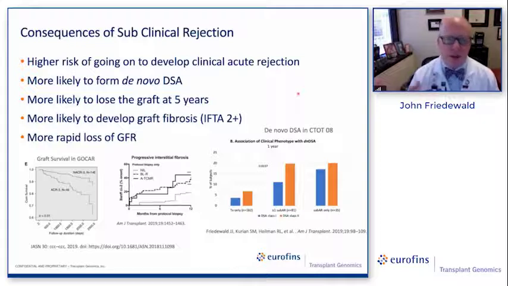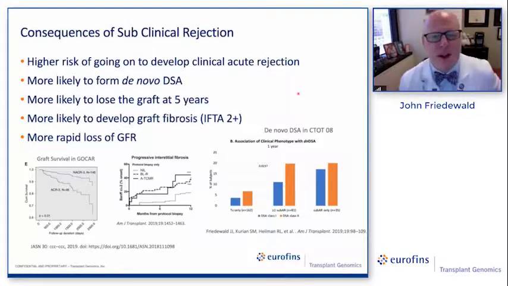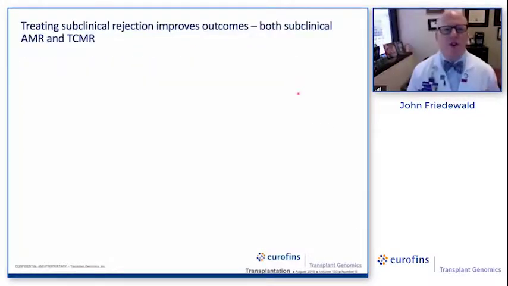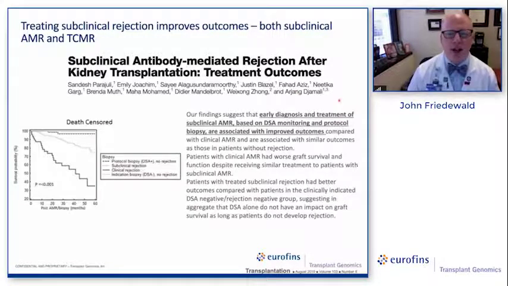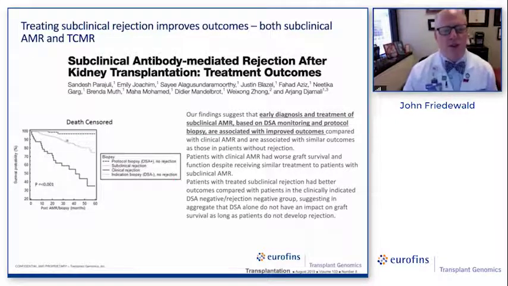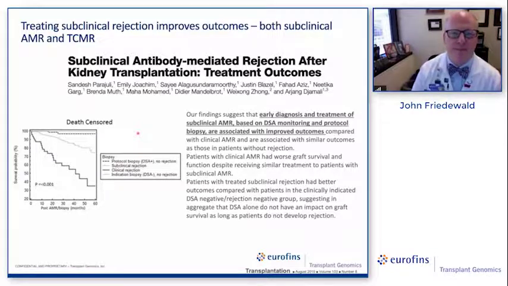And so we really need to focus on the early events going on in the graft to prevent those from happening. So now we know also that treating subclinical rejection improves outcomes, both subclinical antibody-mediated and T-cell mediated rejection. And this is one paper from the group at University of Wisconsin showing treating subclinical antibody-mediated rejection improved outcomes. In this study, they were looking at just donor-specific antibody development and doing biopsies based on that biomarker. And what they again found is if you treat early, the outcomes for those early treated patients are very similar to those that did not have any rejection at all.